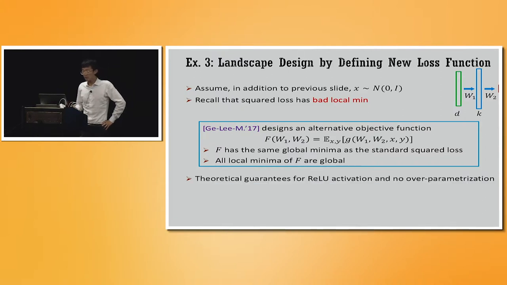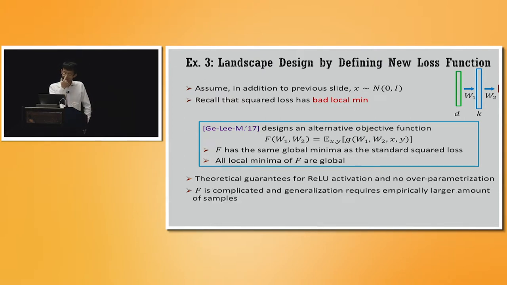So we get theoretical guarantees for ReLU activation. Actually, it also works for many other activations, and we don't need any overparametrization. There's a small benefit of not using overparametrization, because if you don't use it, you can hope to recover the ground truth parameter, and you can hope that the network can extrapolate to all the unseen possible data points, even beyond the distribution of the input.